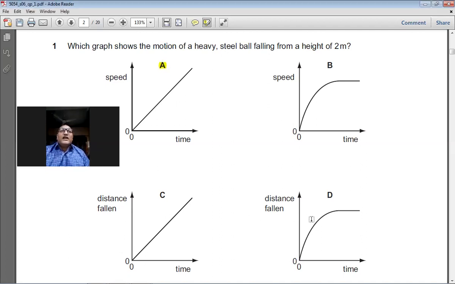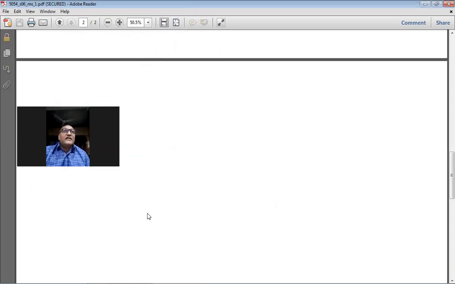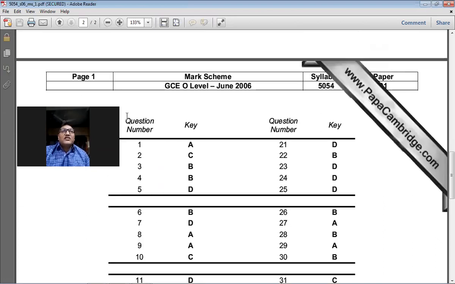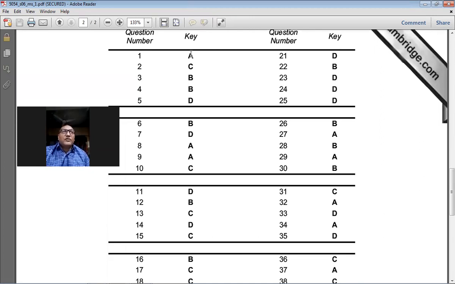These two are straightforwardly rejected because they are distance time graphs. So it should be a speed time graph, an inclined straight line, because the terminal velocity cannot be achieved in just 2 meter height, since the steel ball is heavy. So I think for question number 1, A is the answer. So let's check. May June 2006 paper, question number 1, A is the choice.